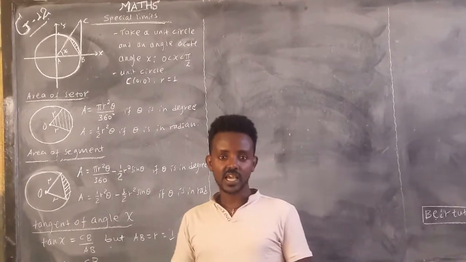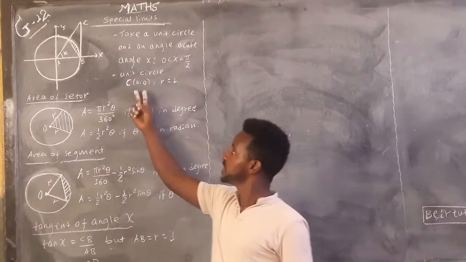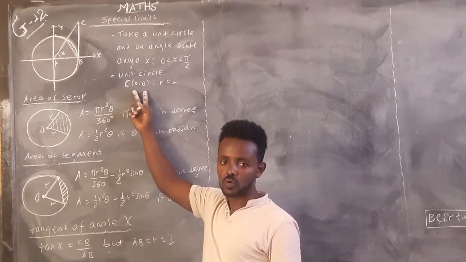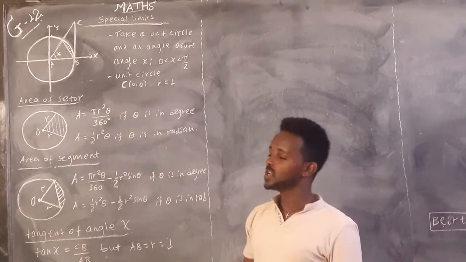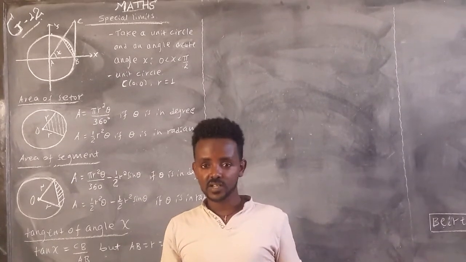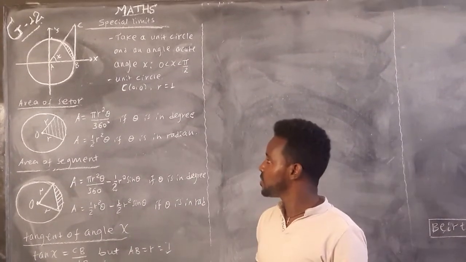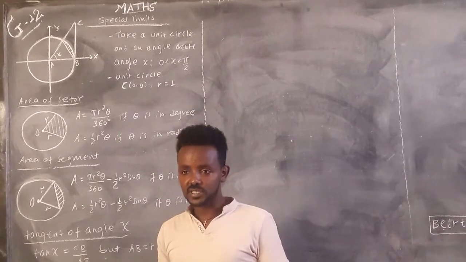Remember that a unit circle is a circle with center (0, 0), the origin, and radius 1 unit. And remember the area of a sector and the area of a segment.